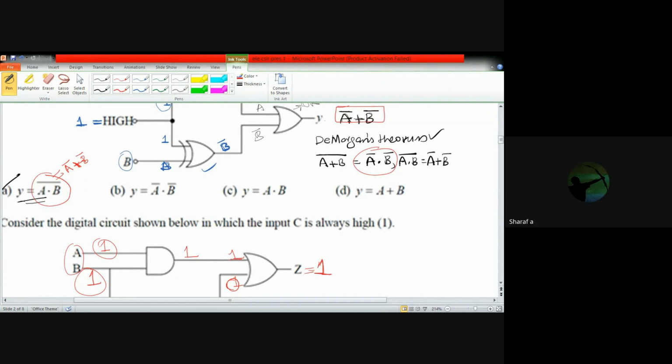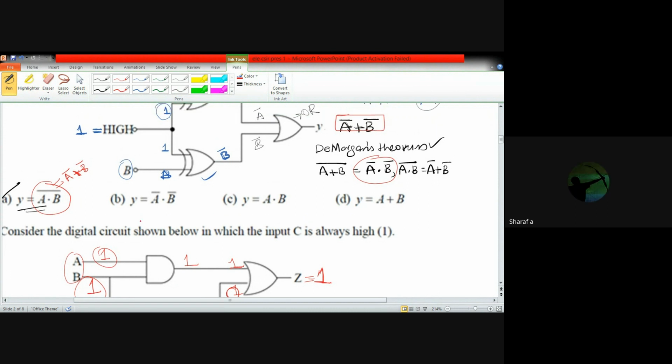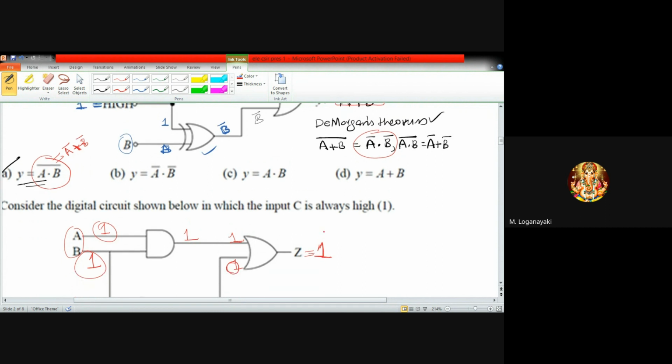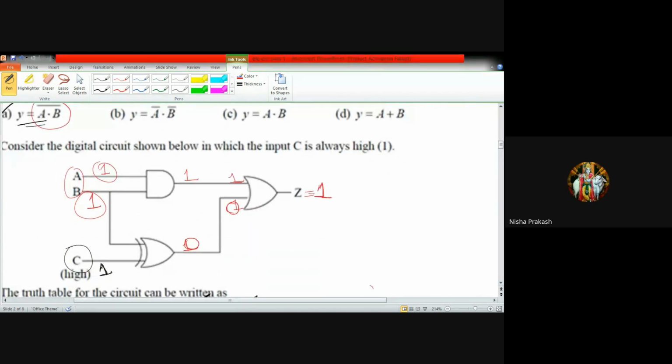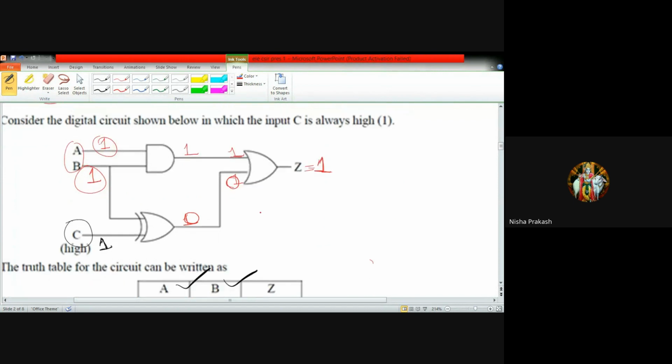Excuse me, sir. Yeah. Sir, here for option A, it is A dot B the whole bar, and option B, it is A bar dot B bar. So A dot B the whole bar is the correct answer, right? Yes. Okay, sir. Then only it will come plus. Yes, sir. Yeah, A is correct. Okay, sir. Thank you. Thank you, sir. Okay.